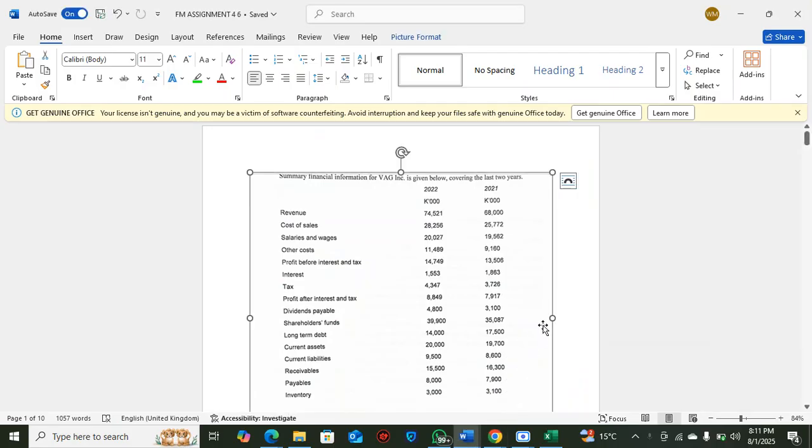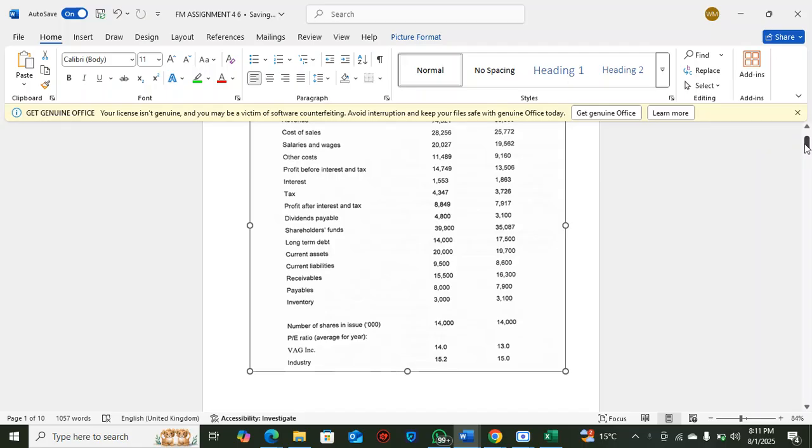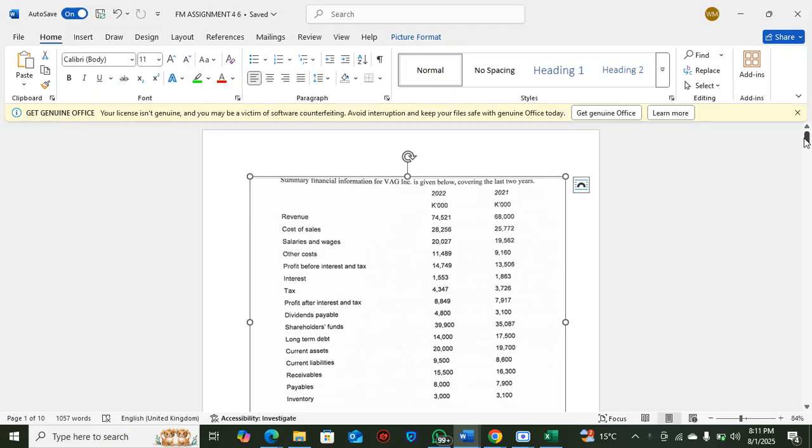Okay, so we've been given information about the company here. The revenue, cost of sales, profit before interest and tax, the profits, dividends payable, our long-term debt, current assets, current liabilities, receivables, payables, and inventory. We've been given all this information, and we have to analyze this company. We have to use the various ratios so that we can analyze the performance of this company.